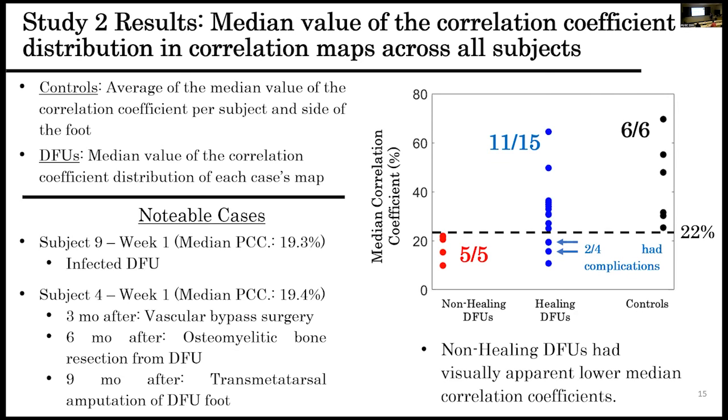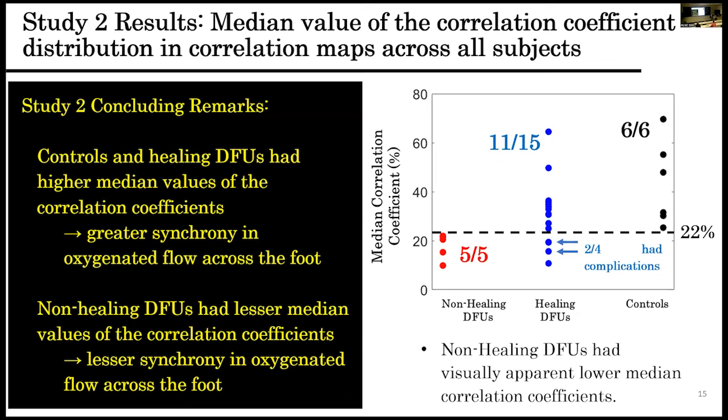And so to recap for study 2, what we found was that controls and healing DFUs had higher median values of the correlation coefficient, indicating greater synchrony of oxygen flow across the foot. In addition, the non-healing DFU cases had lesser values of the correlation coefficient, indicating lesser synchrony in the oxygen flow across the foot.